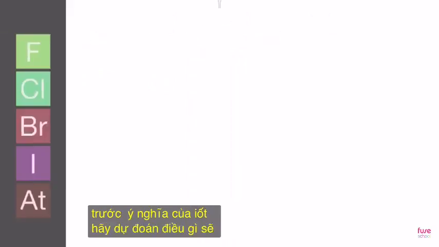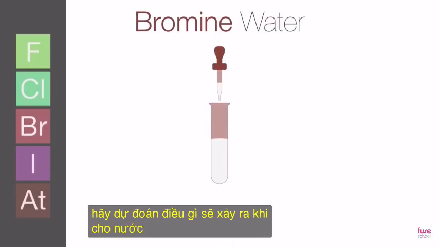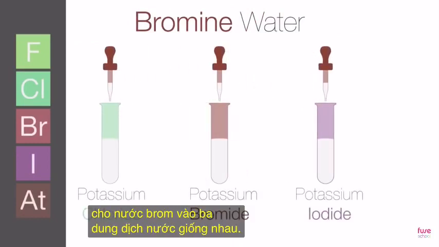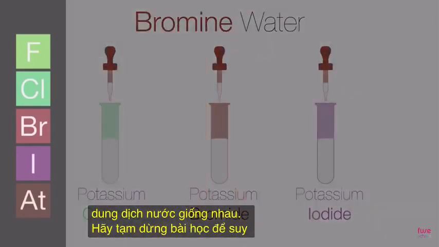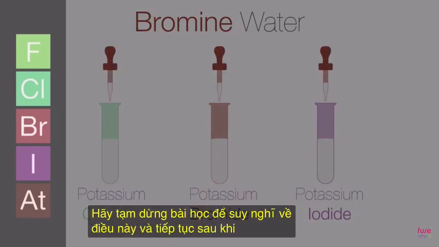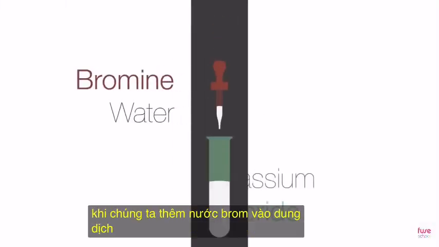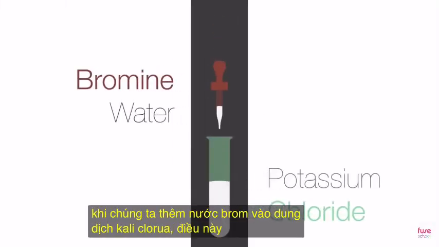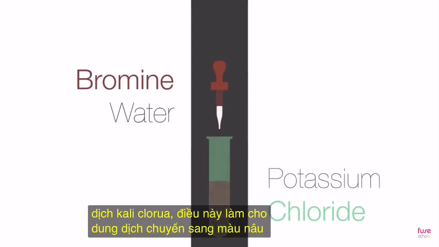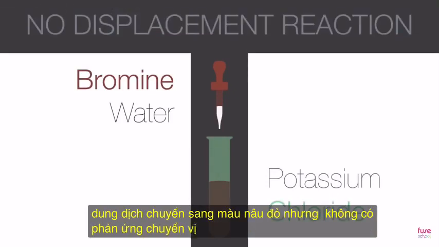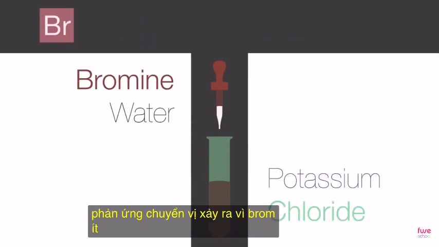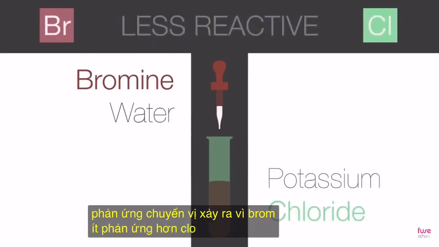Let's predict what happens when bromine water is added to the same 3 aqueous solutions. Please pause the lesson to think about this and resume once you are done. When we add bromine water to aqueous potassium chloride, this causes the solution to turn reddish-brown, but no displacement reaction occurs as bromine is less reactive than chlorine.